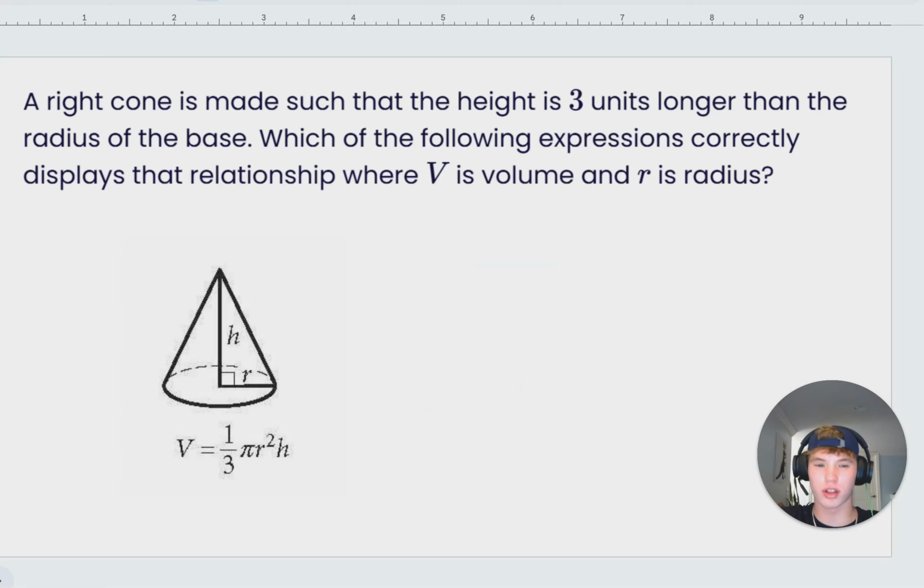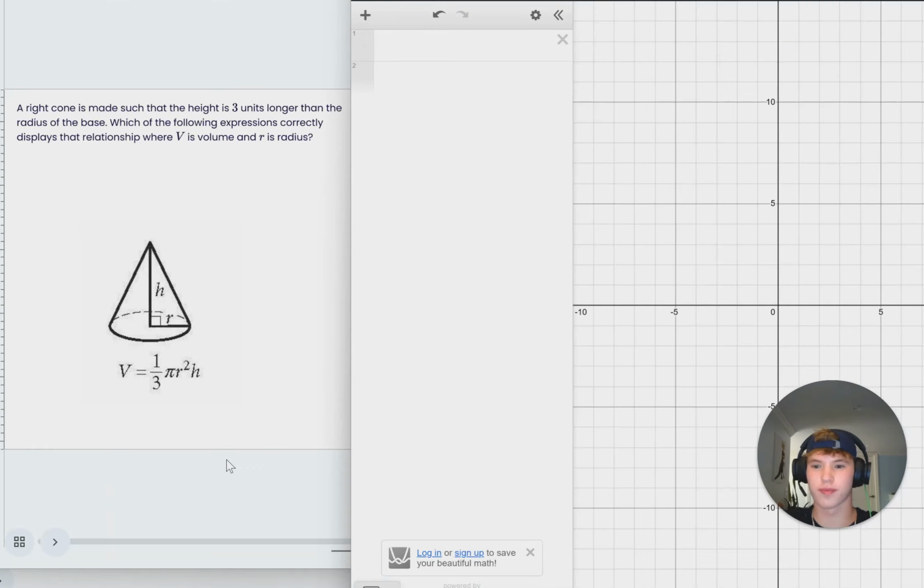Are you still with me here? We're on to the last problem. I'll let you guys pause and see if you can solve this on your own. Okay, a right cone is made such that the height is 3 units longer than the radius of the base. Which of the following expressions correctly displays that relationship where v is volume and r is radius?